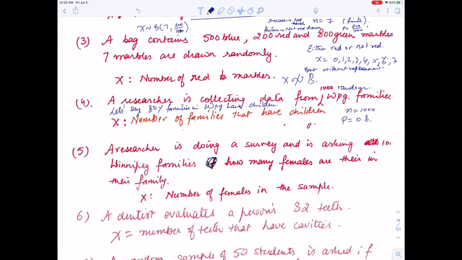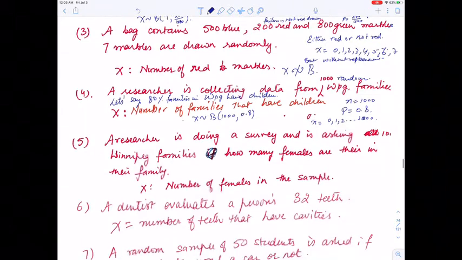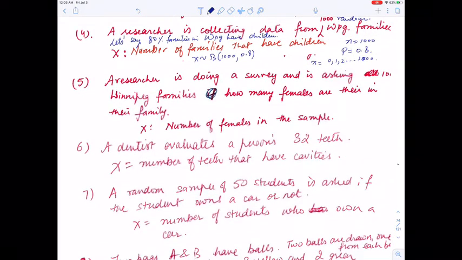How many families might have children out of 1,000? 0, 1, 2, 3, all the way up to 1,000. So discrete, right? So all the conditions are met. The probability of success is 0.8, the same in all the families. So X follows binomial distribution with n equal to 1000, and if p was given, then 0.8. But it was not given in the original question, which is okay. X will still follow binomial distribution. Pause the video, try the next one.